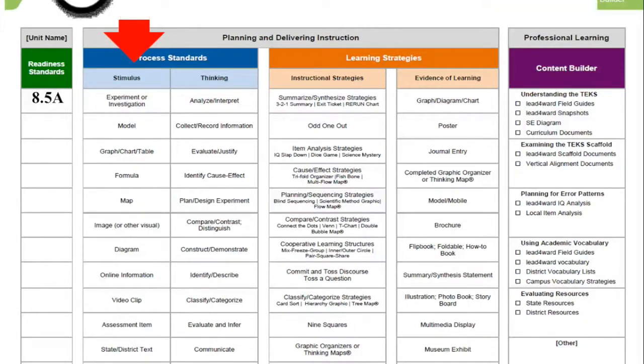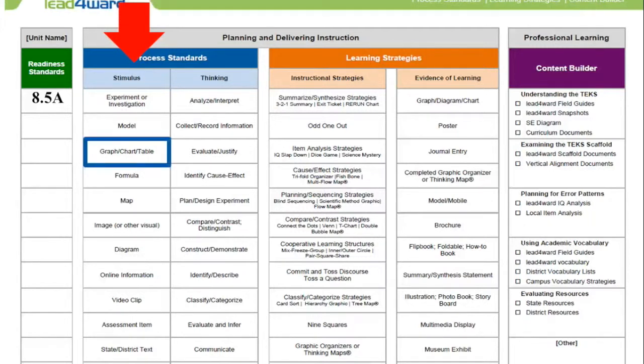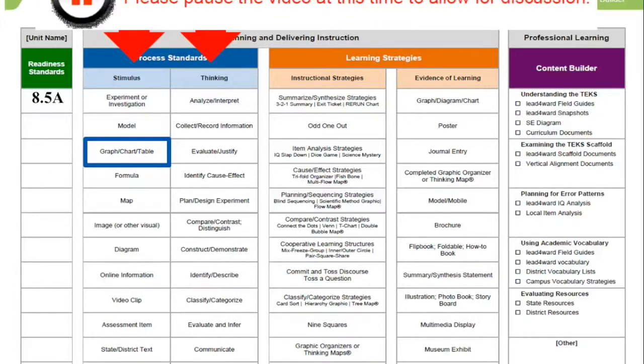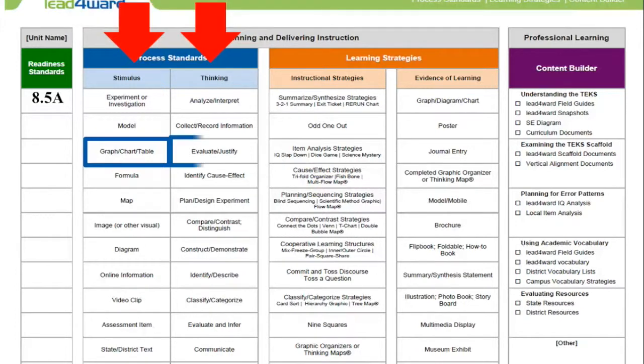For today's purpose, we have selected Graph, Chart, and Table. Next, discuss 2 to 5 thinking opportunities for students to demonstrate their thinking. This will occur every 8 to 10 minutes during the whole group instruction. Please pause the video now to discuss a thinking strategy. As an example, we have selected 3 thinking strategies: evaluate, justify, classify, categorize, and communicate.